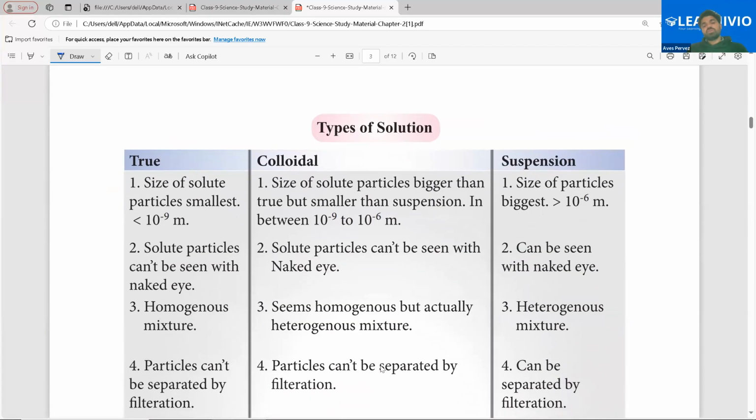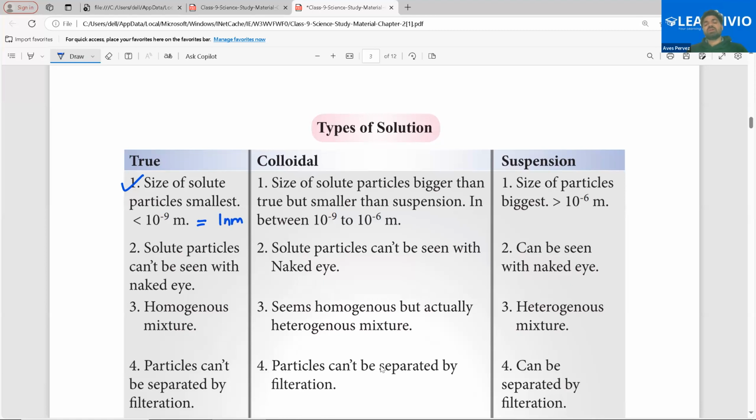Now you know what a true solution is. Particle size is very, very small in a true solution. And in the colloidal solution, particle size is less than 10 to the power minus 9 meter. 10 to the power minus 9 is also equal to 1 nanometer. Means it is less than 1 nanometer.